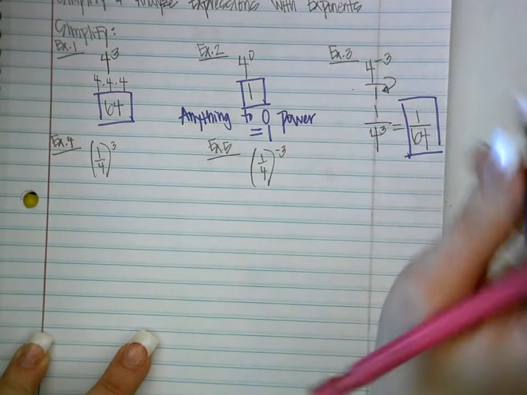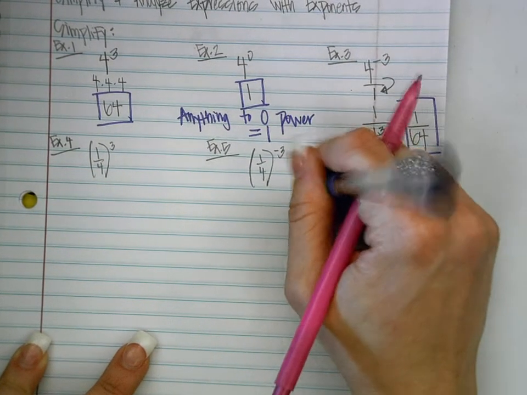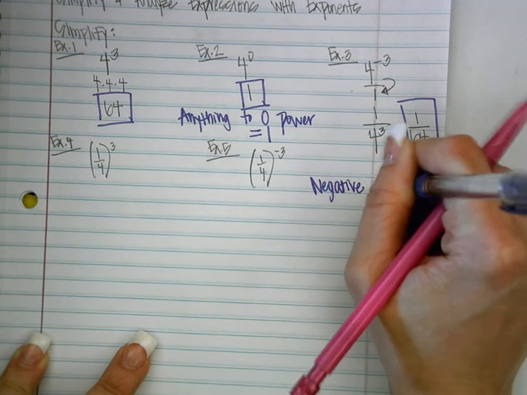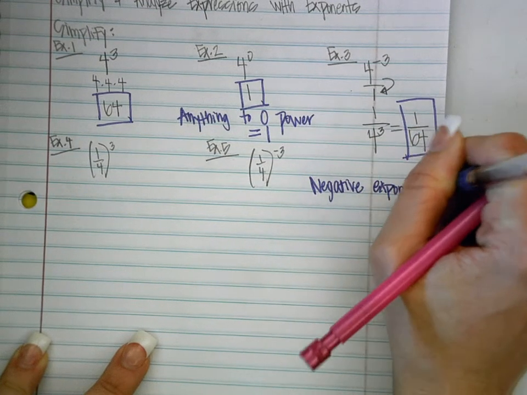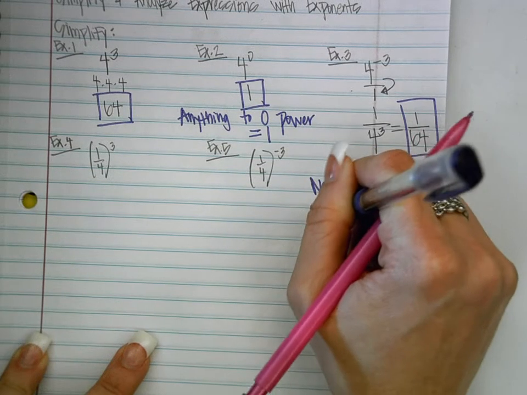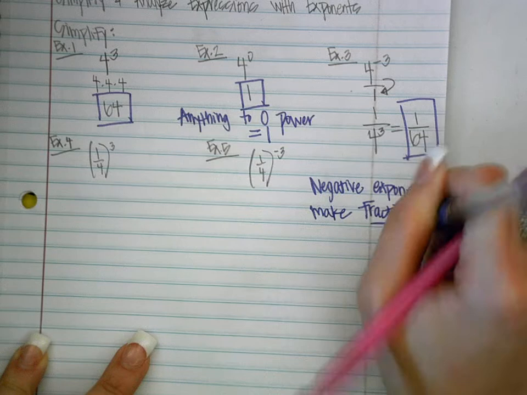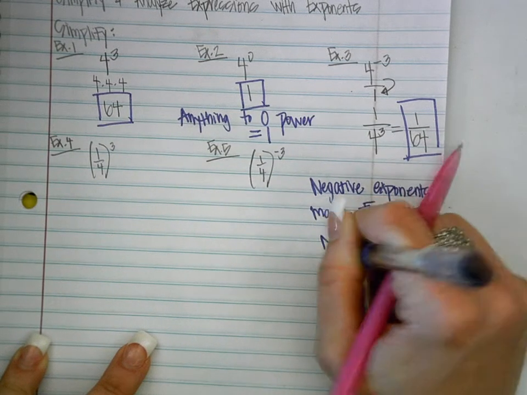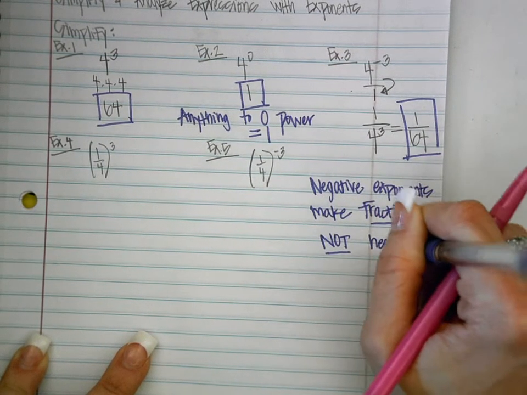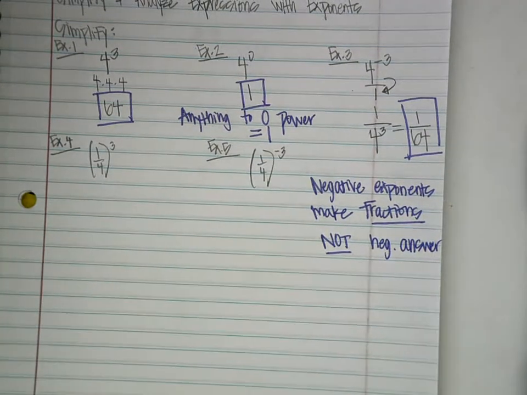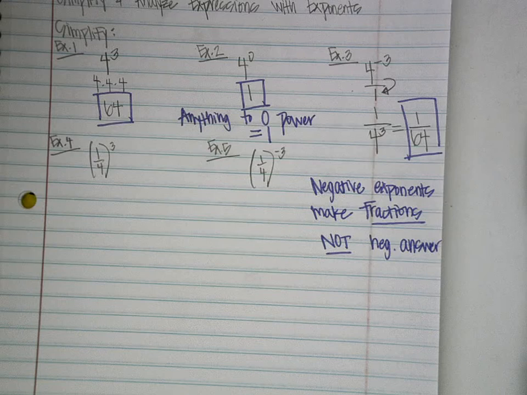So you're probably going to want to write yourself a note that negative exponents make fractions. Negative exponents make fractions, not negative answers. There is nothing that's going to give you a negative answer for these.